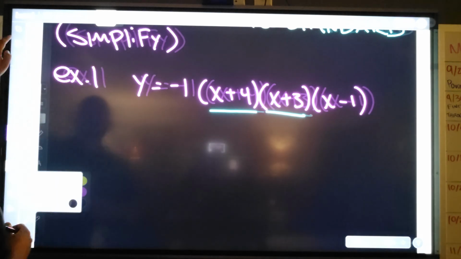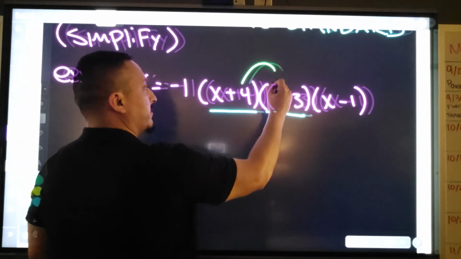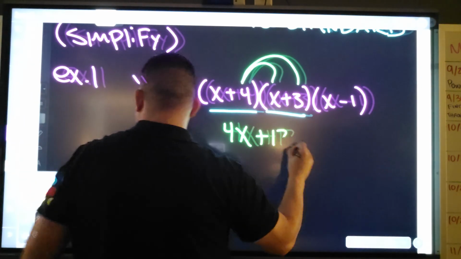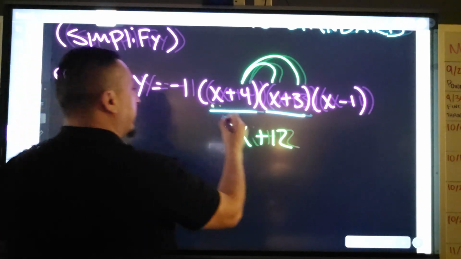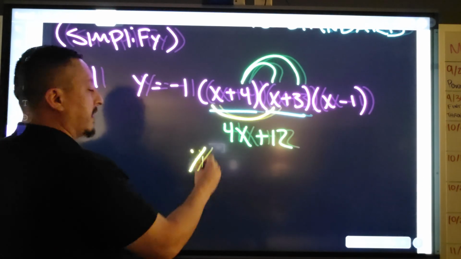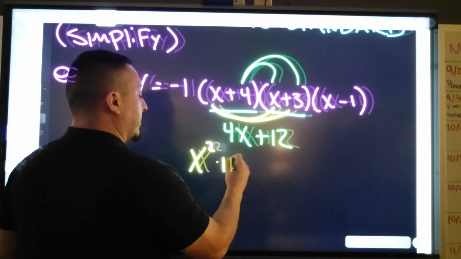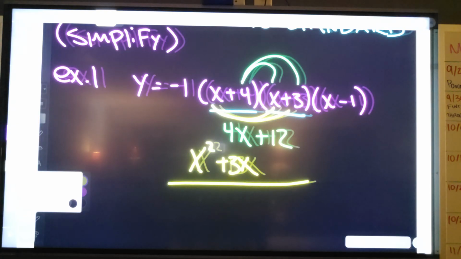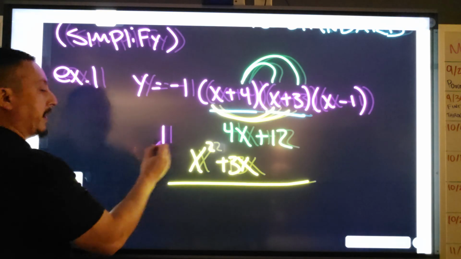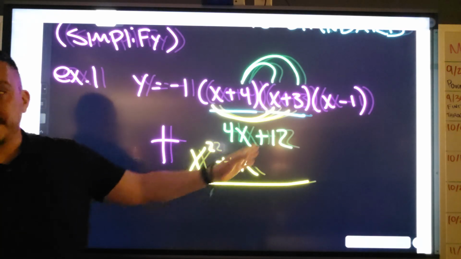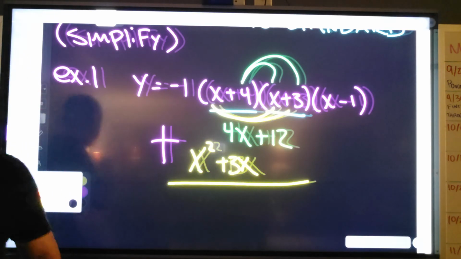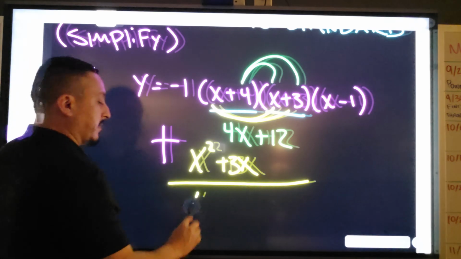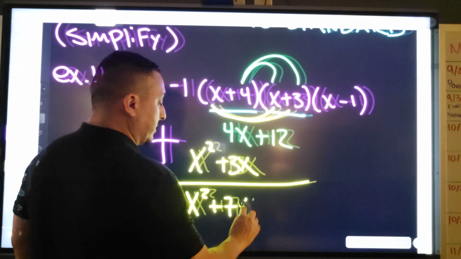Here's how it would look. This times this is 4x. That times that is 12. This times this is x squared, and this times this is 3x. Every time after you multiply, you add. And this is very intentional, the way I lined them up: x's with x's, x squares with x squares, constants. So this adds up to x squared plus 7x plus 12.